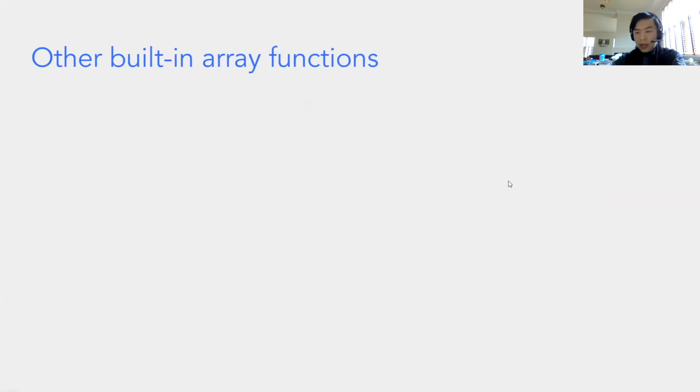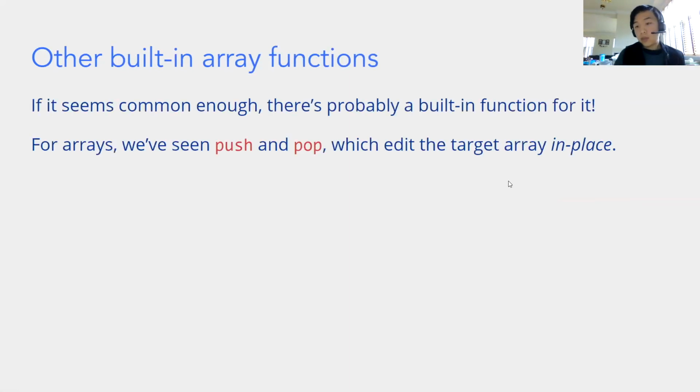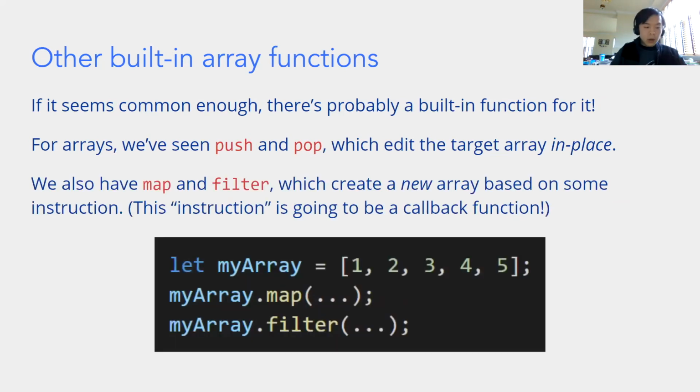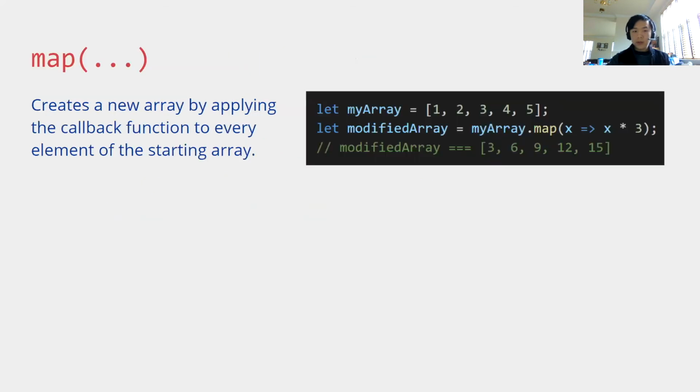Right. I mentioned that there are other things you can do with arrays. And if it's common enough, there probably is a built-in for it, just in general. We've seen push and pop, which edit the target array in place, shorten it, increase its length. There are also these things called map and filter. So map and filter, I'll talk about what they do, but at a high level, they will create a new array based on some instruction we give it. And this instruction is going to be a callback function, which is why we just went over those.